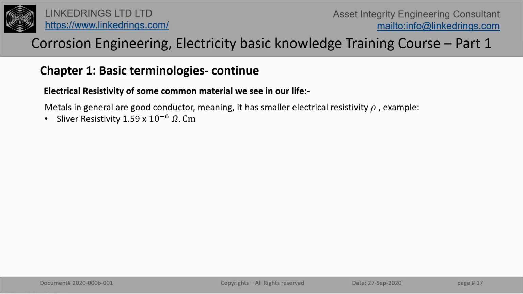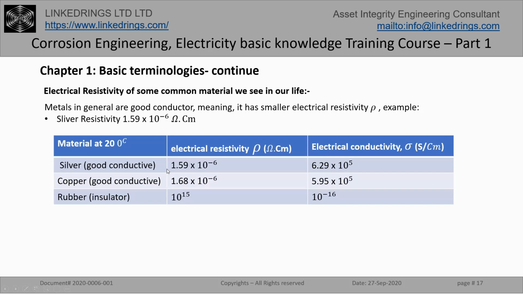Let's explore the electrical resistivity of some common materials we see in our life. Metals in general are good conductors, meaning they have smaller electrical resistivity. For example, silver has an electrical resistivity of 1.6 times 10 power minus 6 ohm centimeter. 10 power minus 6 means one part of a million. So this value is divided by a million. This is the meaning of 10 power minus 6.